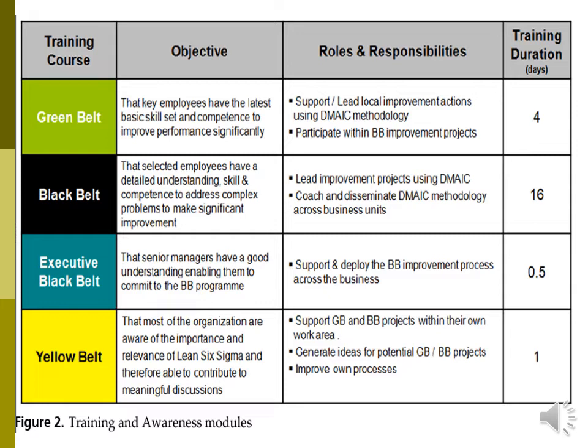So for green belt, ano ba ang objective dito? So key employees have the latest basic skill set and competence to improve performance significantly. Ano ang kanilang roles and responsibilities? Support with local improvement actions using DMAIC methodology. Participate with the BB projects. So we have here a black belt. The objective is the selected employees have a detailed understanding, skill, and competence to address complex problems to make significant improvement. And for the roles and responsibilities, lead improvement projects using DMAIC, coach and disseminate DMAIC methodology across business units. So, as you can see, ang pinakamatagal na training dito ay yung black belt.